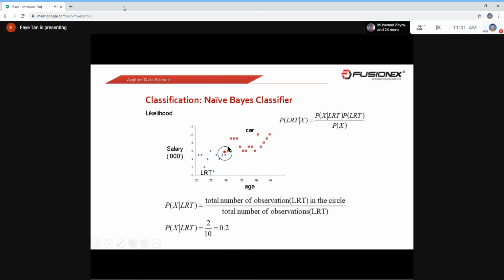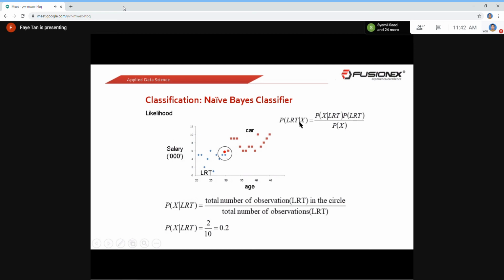So we will observe from the same circle again. You will see how many LRT inside. There are 2, out of total LRT of 10. So 2/10, you get 0.2. Then you multiply these probabilities and divide by P(X). You will get the probability of going by LRT given that the person is X.